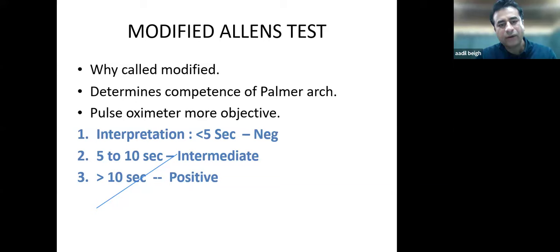When the perfusion of the hand occurs within 5 seconds, that means it's negative. When it takes 5 to 10 seconds for the perfusion, it's intermediate. We can go for arterial Doppler and other things. And if it is more than 10 seconds, you have to go for the arterial examination, the angiography and other things. But when it is 5 to 10 seconds, you can go to palmar arch ultrasound.